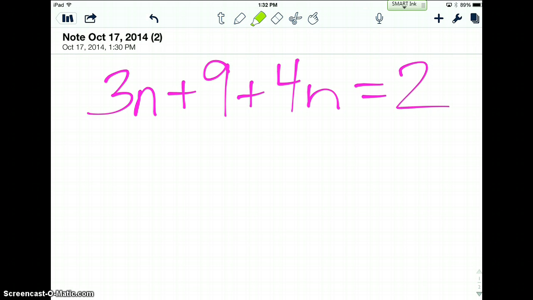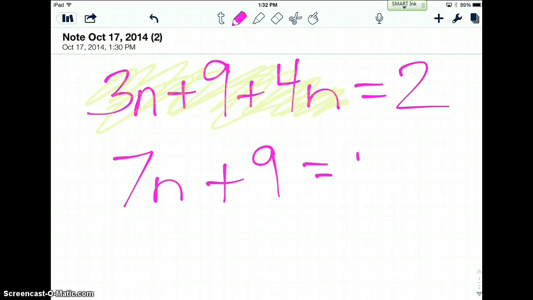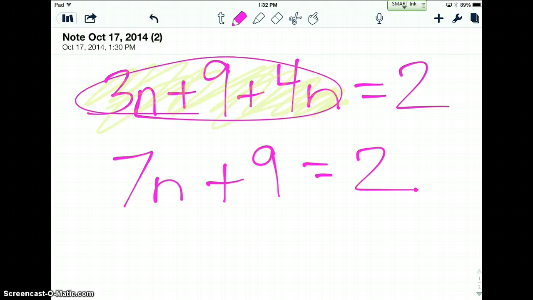Alright, so the first step in this problem is when I look at this side of the equation, right away in my mathematician brain, I notice that it's not simplified. I see those n's and they're like terms. I can put those together. So to make the problem simpler, you'll want to simplify as much as possible before you start solving. So I would change this equation to look like 7n plus 9 equals 2. All I did was simplify the left-hand side. I haven't even started solving it yet. I've just simplified it. And now it looks like a problem that you're used to.